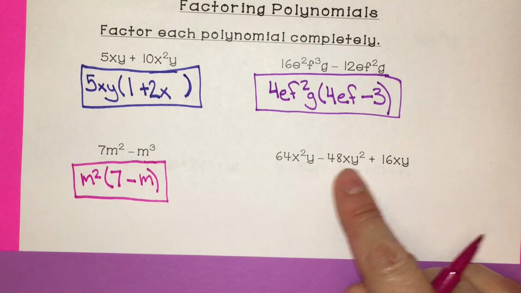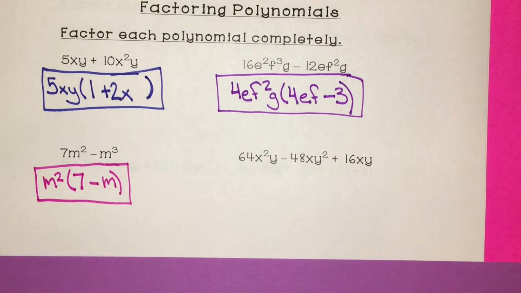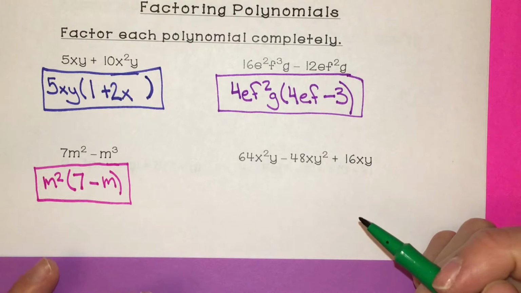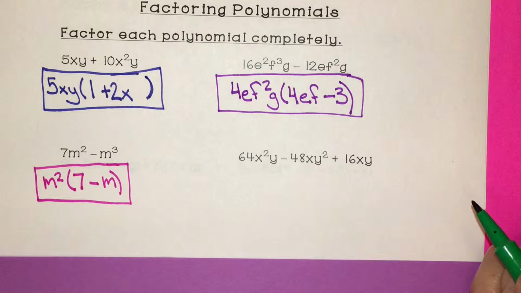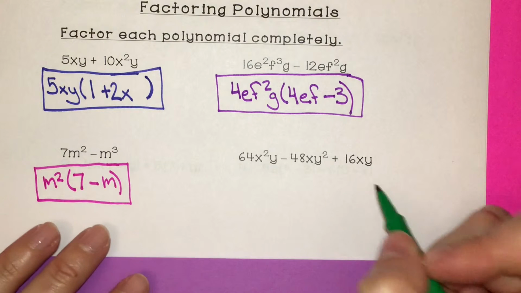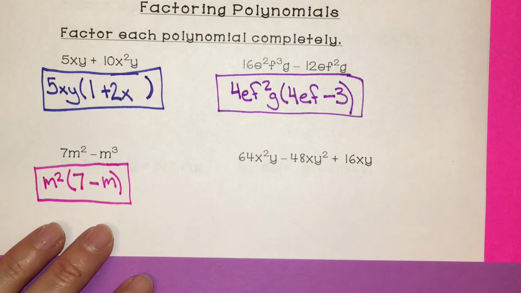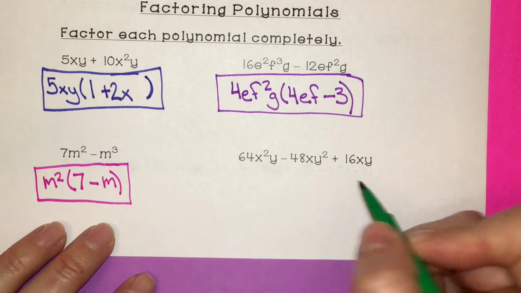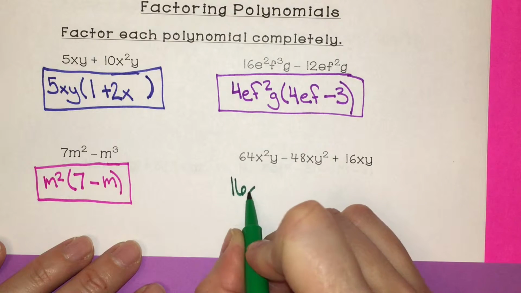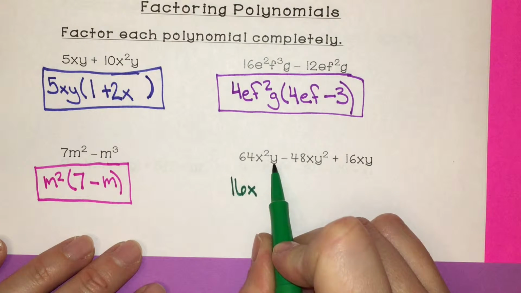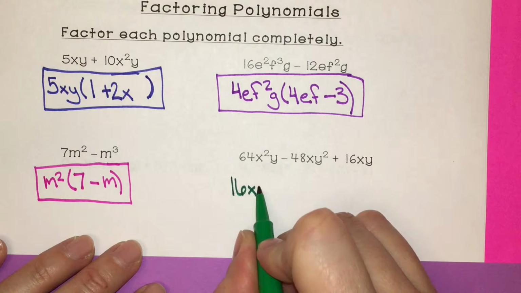Okay, so here's one with 3 terms. You're going to see what you can factor out, what they have in common with all 3. I always like to start with the coefficients, the numbers: 64, 48, 16. They all have in common 16. So I'm going to factor out 16. They all have at least one x, and they all have at least one y.